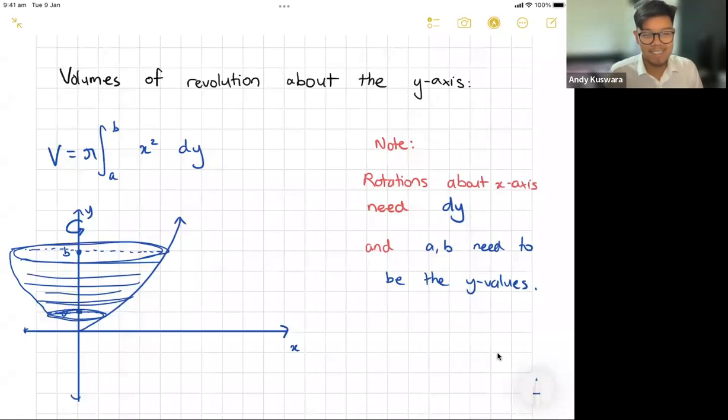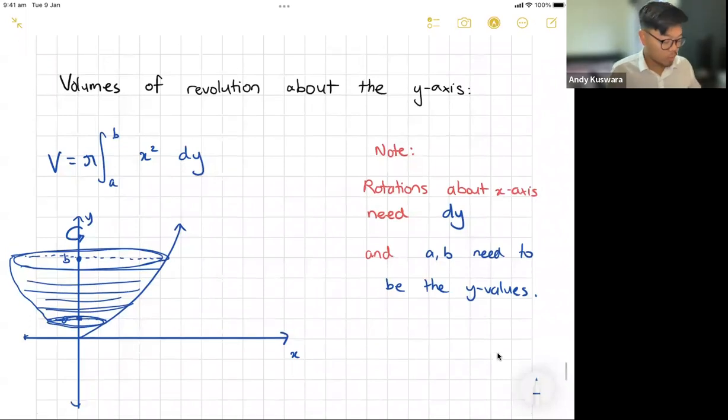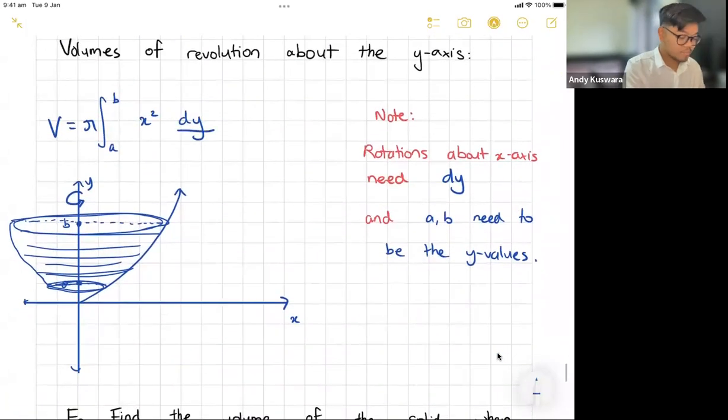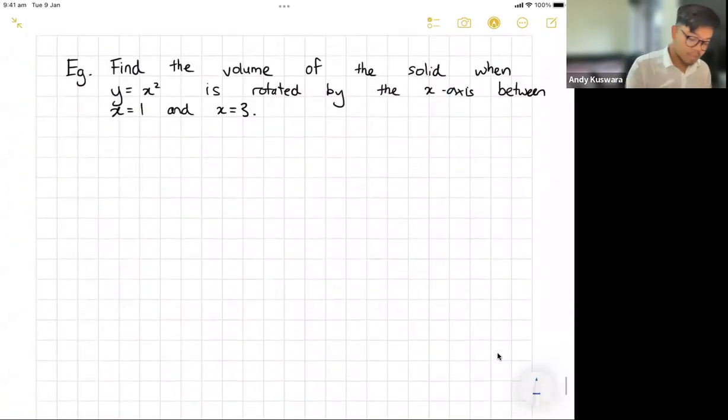But yeah, you need the pi and it needs to be x squared dy or y squared dx, depending on what you're rotating around. Okay, so let's try an example here.